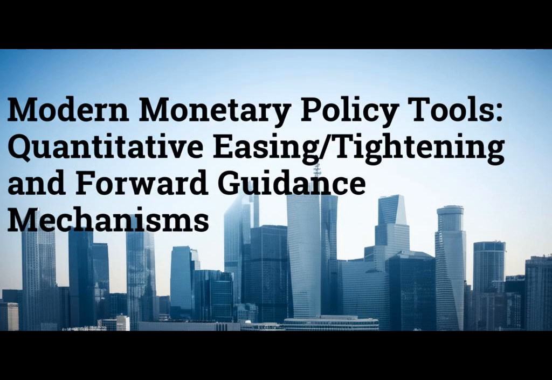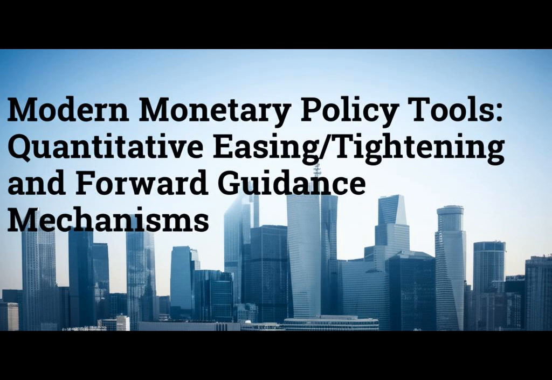Now the flip side, quantitative tightening, or QT. This is the process of unwinding QE. The central bank shrinks the large balance sheet it built up during QE. It signals a return to more normal policy as the economy improves or inflation rises.